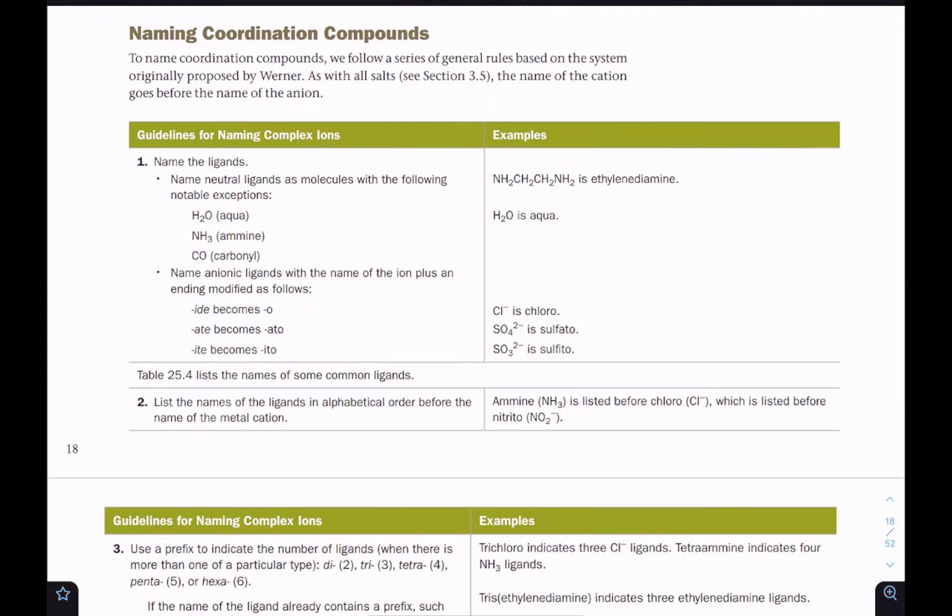You name the ligands based on their fancy names. For a lot of those, that means just changing the ending to O. So chlorine turns into chloro, sulfate becomes sulfato, and sulfide becomes sulfido. So you're just changing that last letter to O on a lot of them. Other ones just follow: aqua, meaning water. So those H2O ligands are aqua, and ammonia ligands are amine.